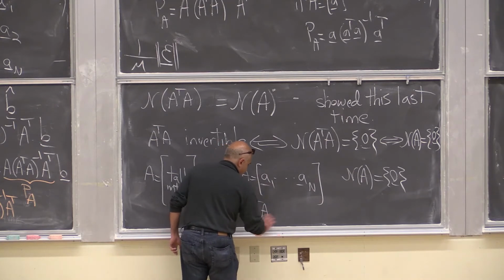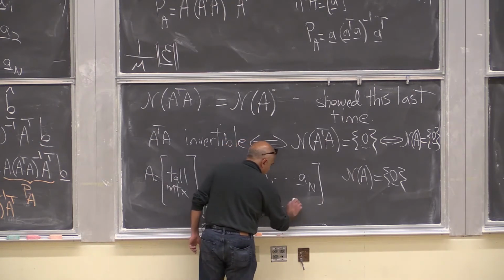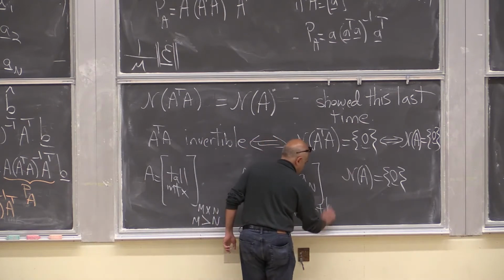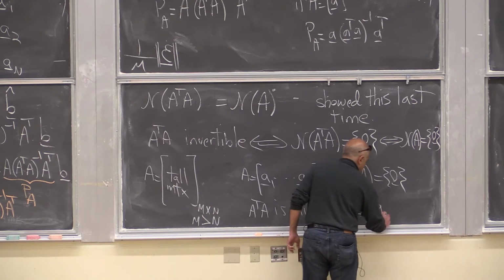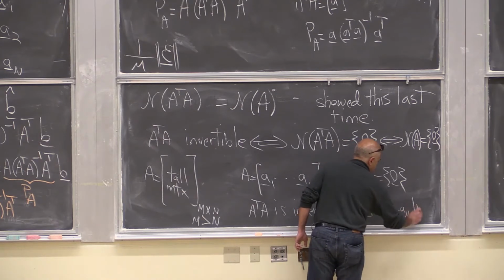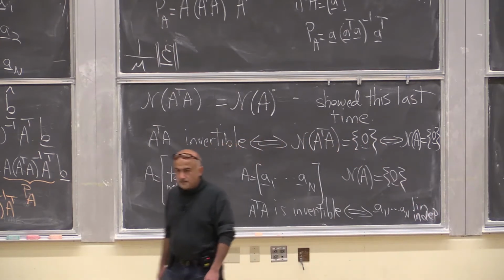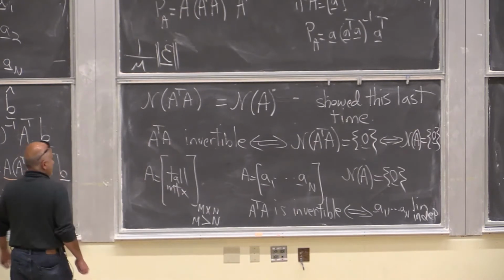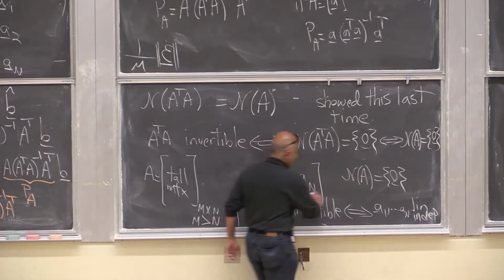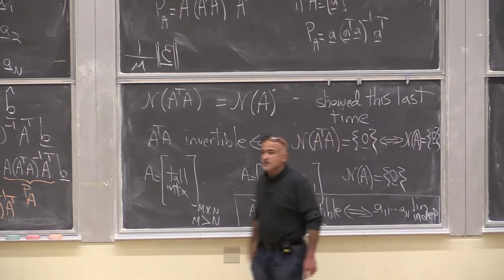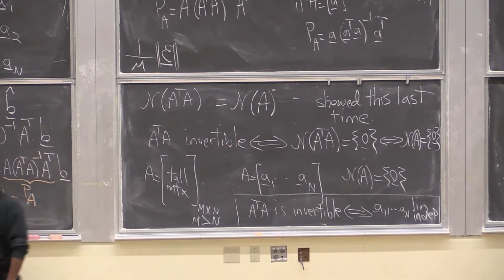So basically we've reached the following conclusion. A transpose A is invertible if and only if A1 through AN are linearly independent. That's the result we want and the one we need. So as long as the measurements and your model are such that when you make all your measurements, you have linearly independent columns, you're good to go. You can actually perform a linear least squares estimation.